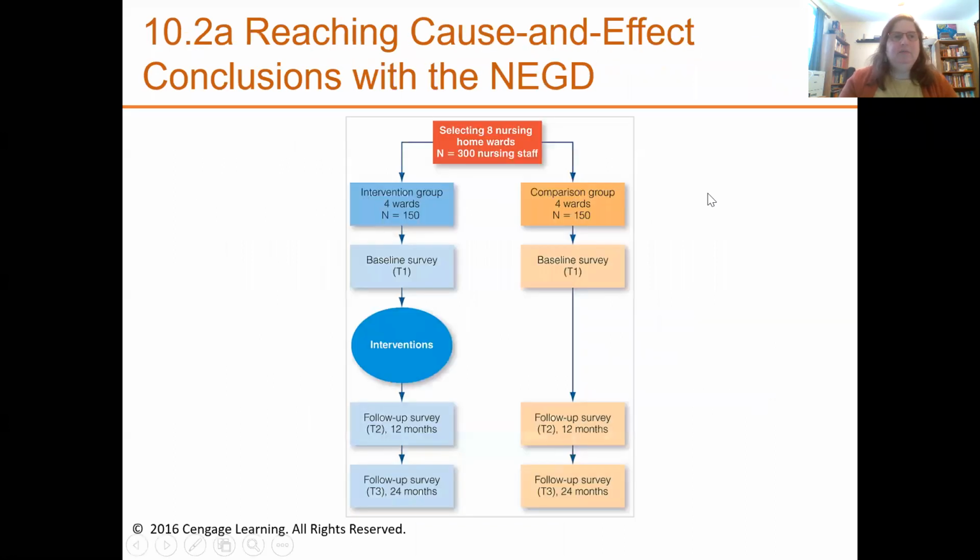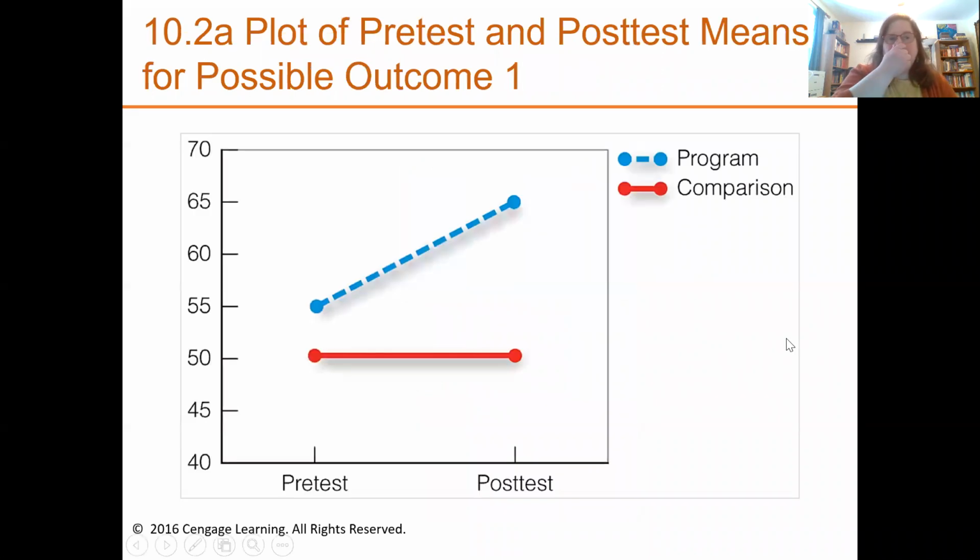So let's continue talking about the non-equivalent groups design. So we select 8 nursing home wards, and our N equals 300 nursing staff. Our intervention group is 4 wards, N equals 150. Our comparison group is 4 wards, N equals 150. Baseline survey for both, intervention for one group, follow-up survey at 12 months for both groups, follow-up survey at 24 months for both groups. Here is our pre-test and post-test means.